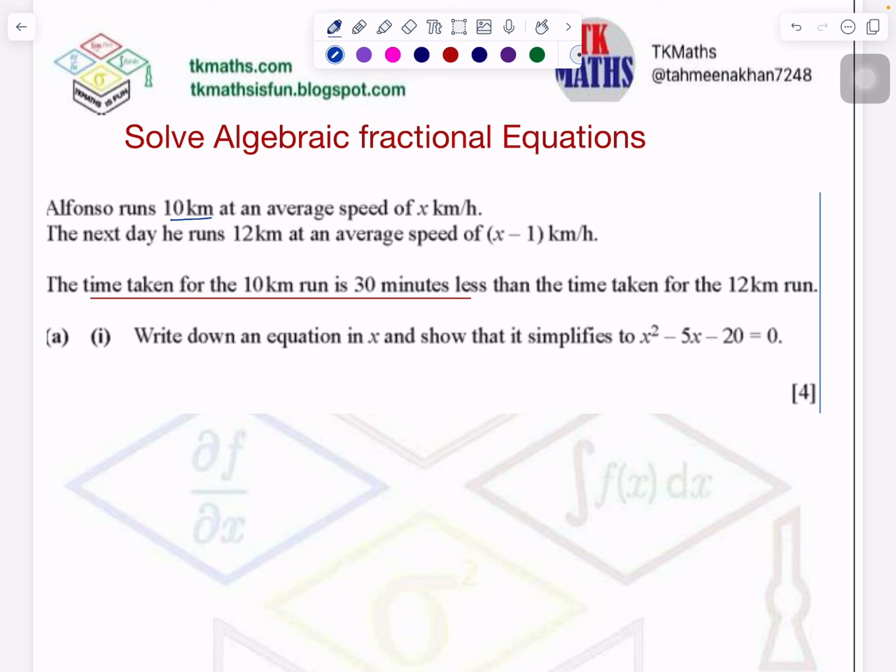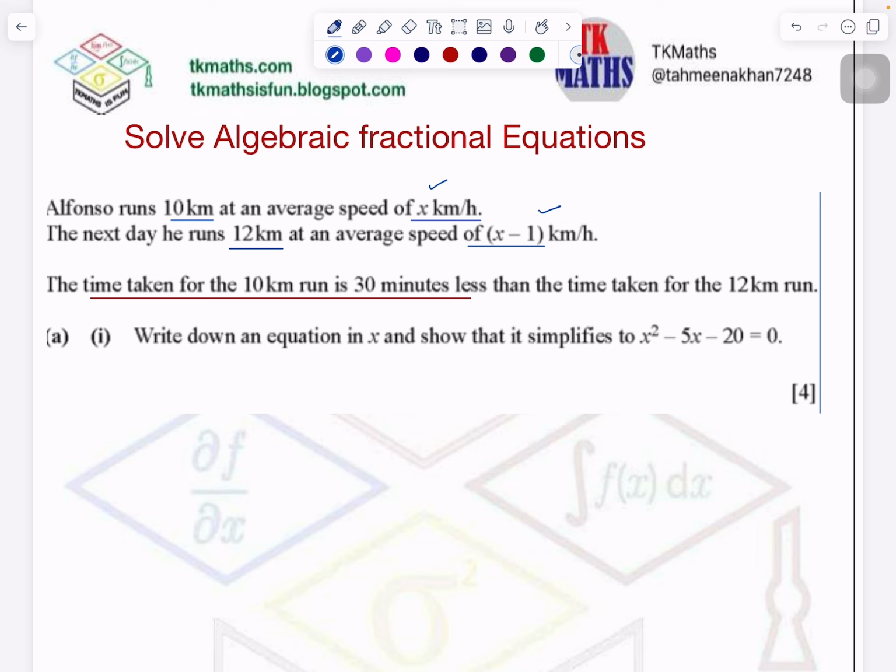Alfonso ran 10 km at the speed of x km per hour. And the next day he runs 12 km at a speed of x minus 1 km. Now don't read the question further. First of all, try to understand what is being said here. The speed x minus 1 is less than the speed of x, right? Because x minus 1 is a smaller value.